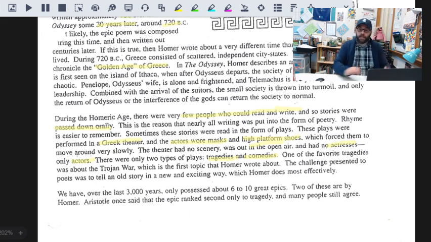All right, so you can see I've added to the KWL as I'm going. Now we're going to jump into another article there. Who was Homer? And we'll read that and see if we can glean any additional information there.